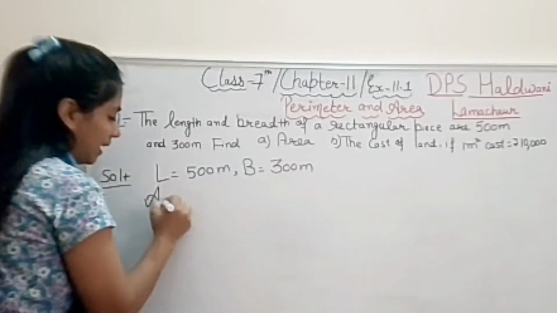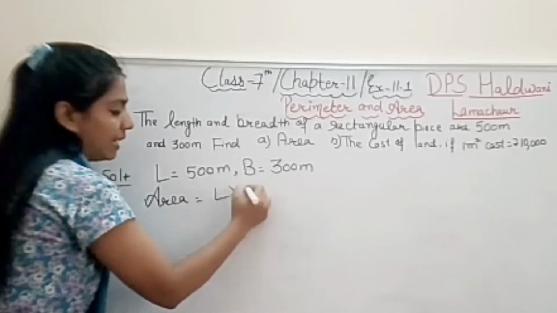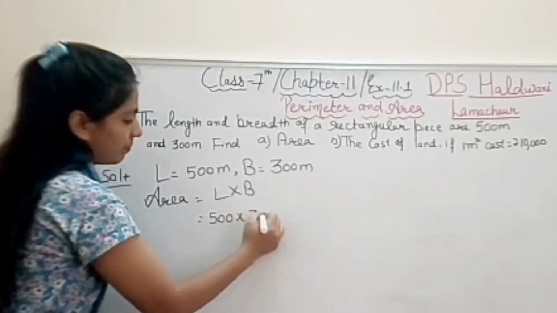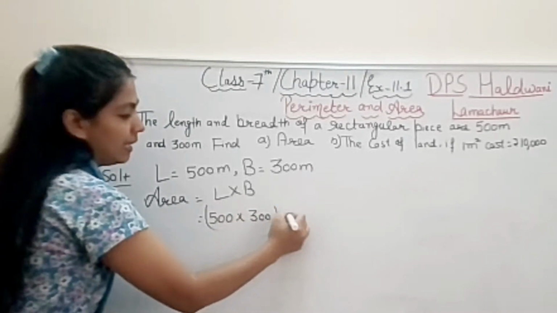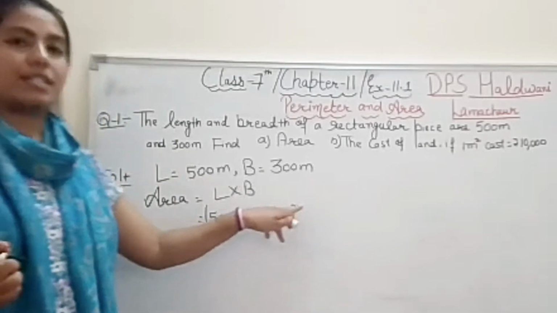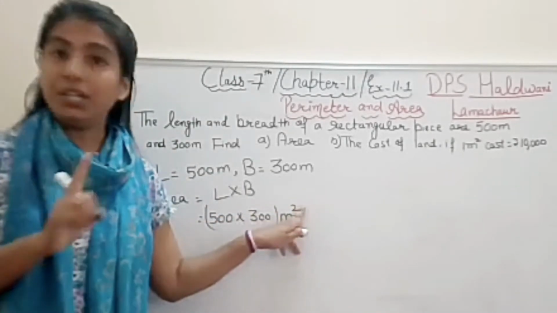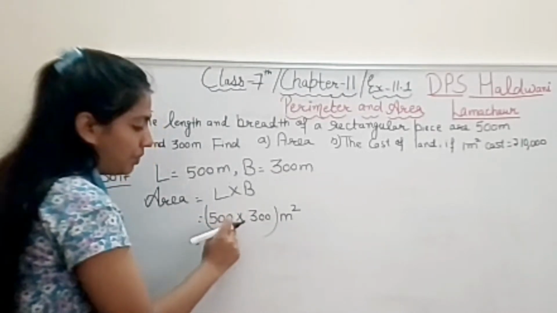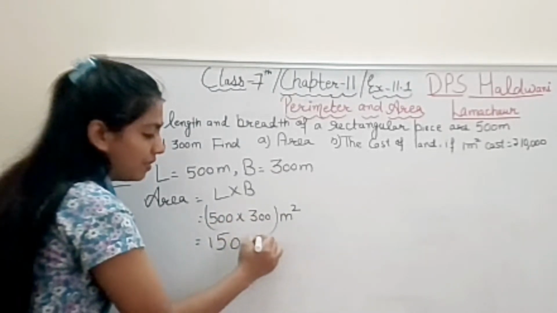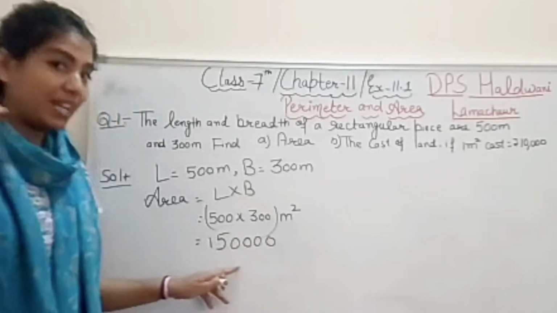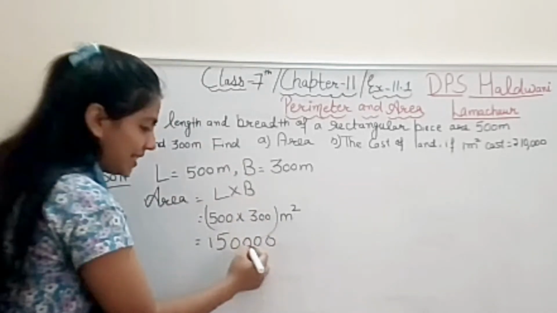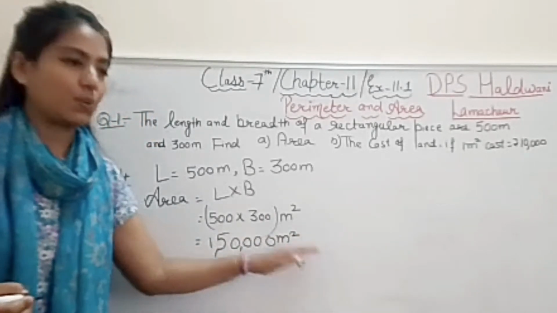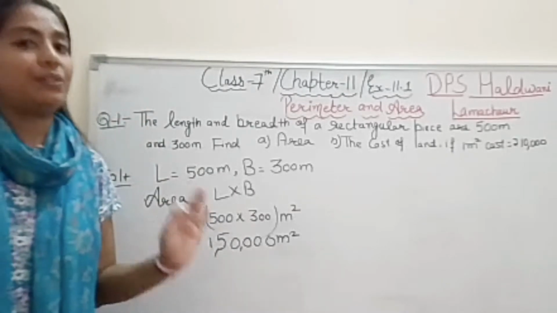Very simple, directly you will put the formula. Area of rectangle is L into B, so that is 500 into 300. Once I have written meter square. Unit is very important, don't forget. Simply 5 threes are 15, then the zeros, 1, 2, 3, 4. The shortcut multiplication we learned in junior classes, right? So 1,50,000 meter square is the area of that rectangular field.